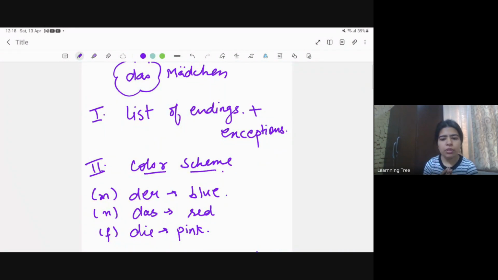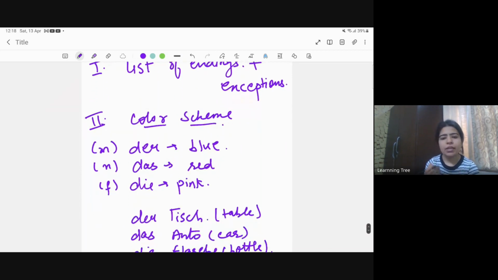But the only problem with learning those lists of endings is that you have to learn the exceptions. I feel that when you are writing, you can recall that this was the ending. But while you're speaking, it will take a lot of time to recall that this ending will come under D. So the more practical way is to form your own vocabulary list and to learn the articles with the help of a color scheme. And also you'll start enjoying the process.